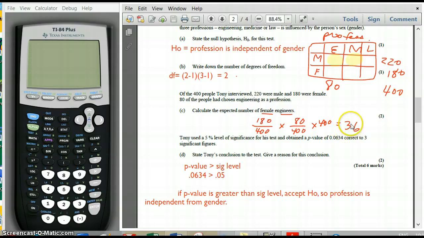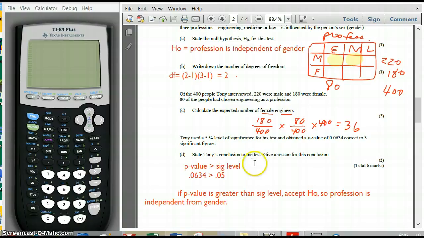So that's maybe not the actual number of female engineers, but that's the number of female engineers that we would expect, given that there's 80 engineers and 180 female students. Combining those two percentages, we would expect to get 36 if there's no relationship between female, male, and engineer or not. Then we analyze the actual distribution to see if it's really independent or not.